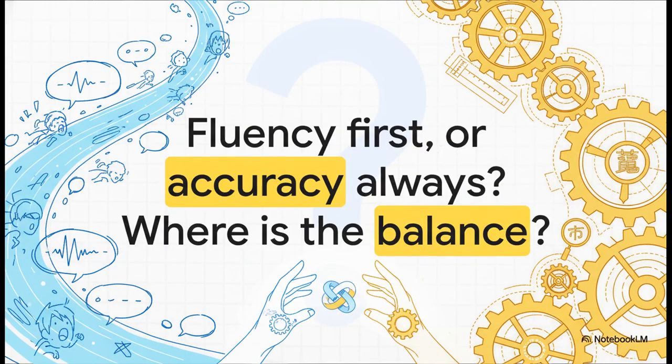And so this whole discussion really brings us back to that fundamental question in language teaching. What's more important? Fluency first, even if it means making mistakes? Or should we always be aiming for accuracy, even if it slows us down? CLT really pushes us to put communication at the forefront, but finding that perfect balance, well, that's the ongoing challenge for every single one of us.